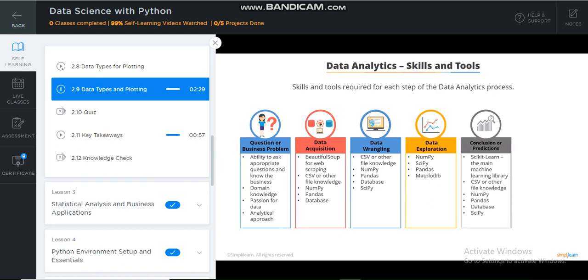Conclusions or predictions. scikit-learn, the main machine learning library. CSV or other file knowledge. NumPy. Pandas. Database. SciPy. Communication or data visualization. Pandas. Database. Matplotlib. PPT. CSV or other file knowledge.